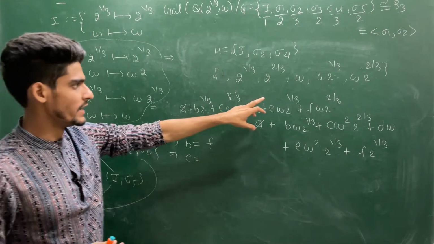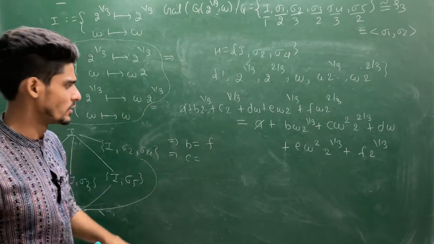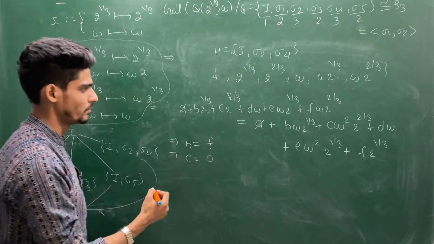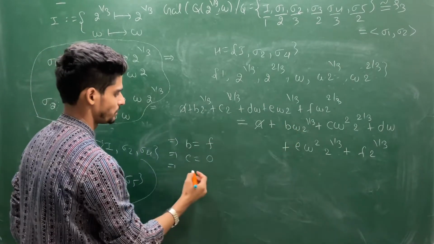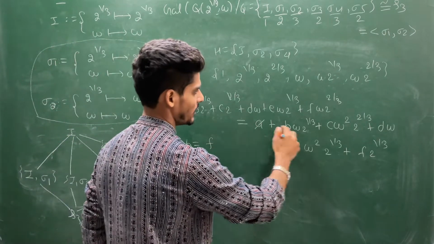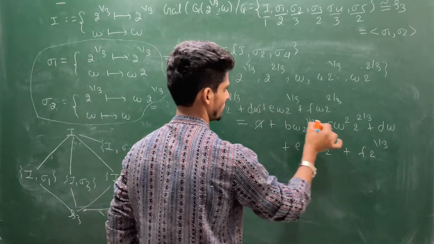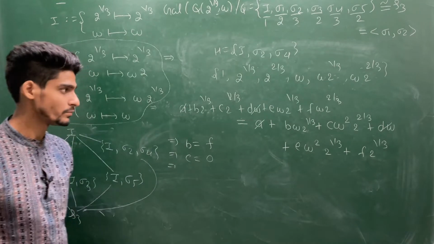So omega is already there. 2 power 2 by 3 will go to omega. Okay, this is also fine. So C will be 0 because the coefficient of 2 power 2 by 3 is not present. This d omega and d omega will get cancelled out. So no restriction on d.